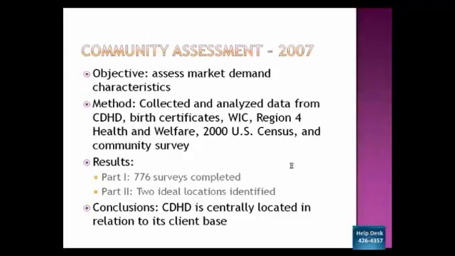So we collected and analyzed data that we had from the health department, from birth certificate data, WIC, which is the Women, Infants, and Children program, Region 4 Health and Welfare. They have an office on Fairview. So we did some surveying there, and we did a lot of door-to-door surveys. We actually had BSU grad students that helped us with that piece, and we collected data from the U.S. Census. And once we got that compiled, we had some analysis done on that, including some GIS work.